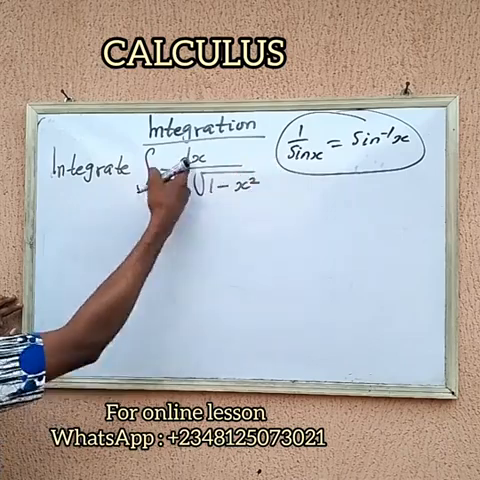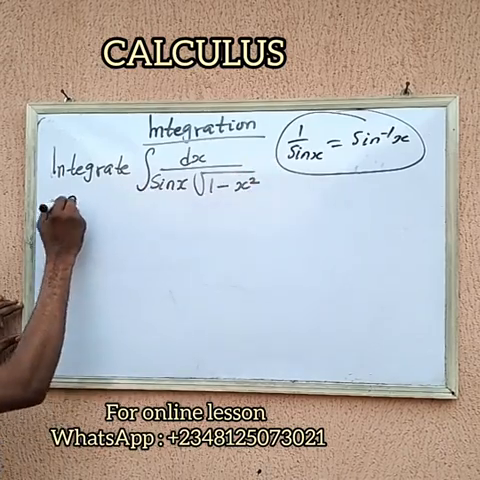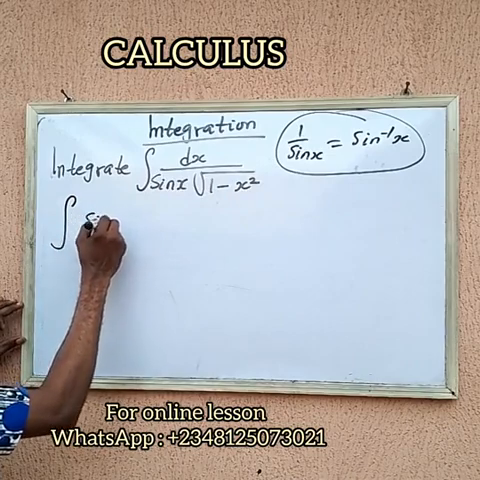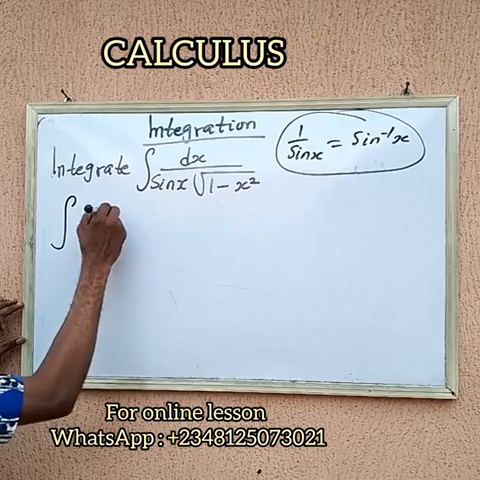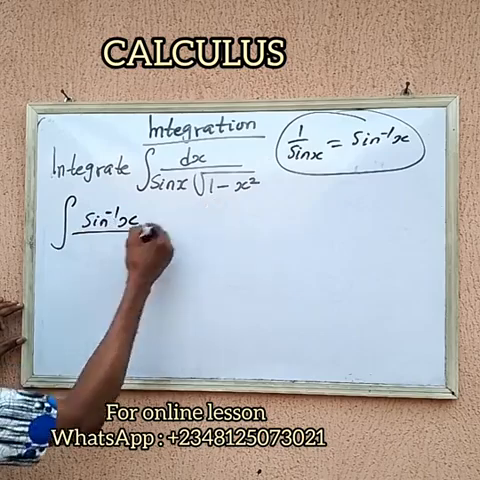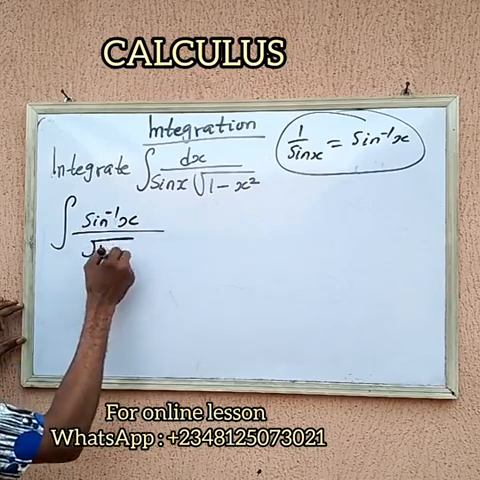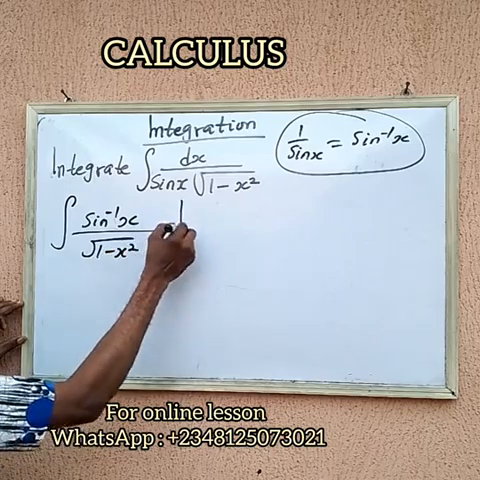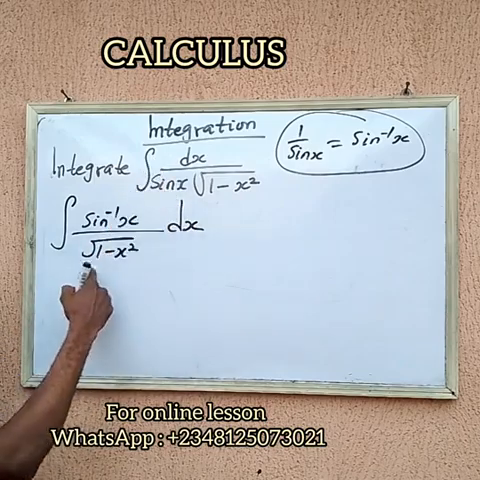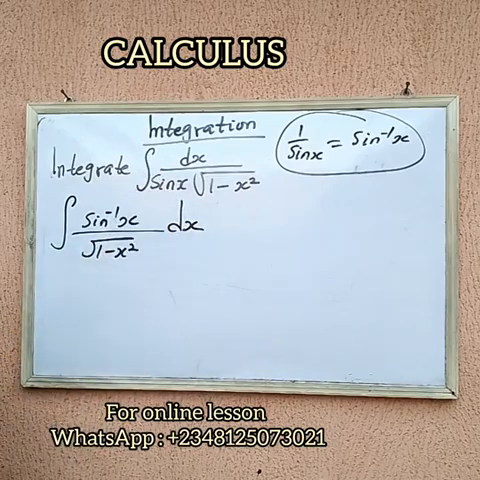So in that case, this will now be rearranged to become sine inverse of x, all over the root of 1 minus x squared, then we have our dx. So nothing has changed. What we have here and what we have here is still the same thing. Just have to think very well.